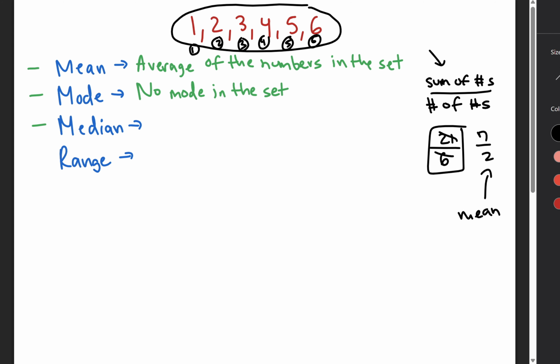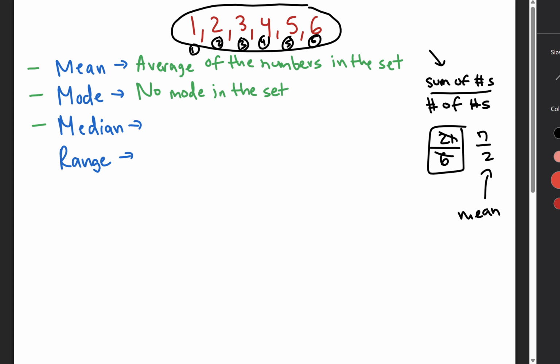Now we're going to go back to median. The reason why I said that we need to understand what mean is in order to understand what median is sometimes, we'll see in this example. So the median of a data set is a number that is in the middle of the data set.